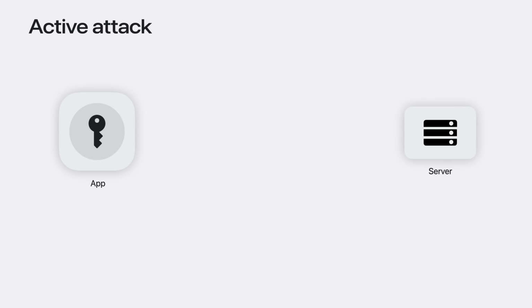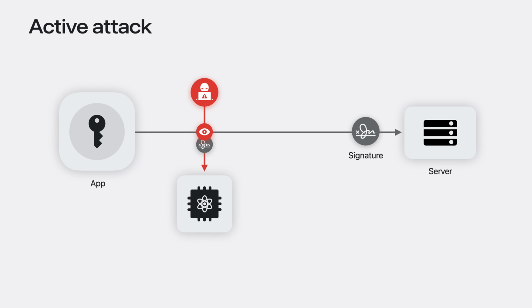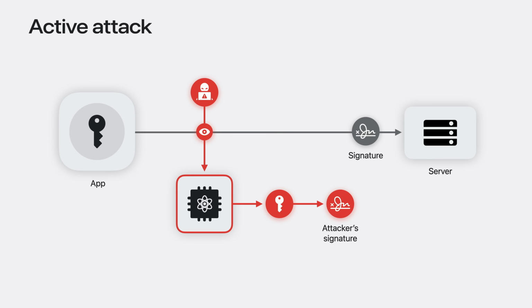Imagine an example app that has a signing key tied to a user. The app uses that key to authenticate the user to the server with a signature. An attacker observing network traffic intercepts that signature. Using a sufficiently powerful quantum computer, they break the cryptography and steal the signing key. They use the stolen key to make a signature, which they send to the server to impersonate the user. The server accepts the attacker's signature as if it came from the user. The attacker then carries out actions on behalf of the user.